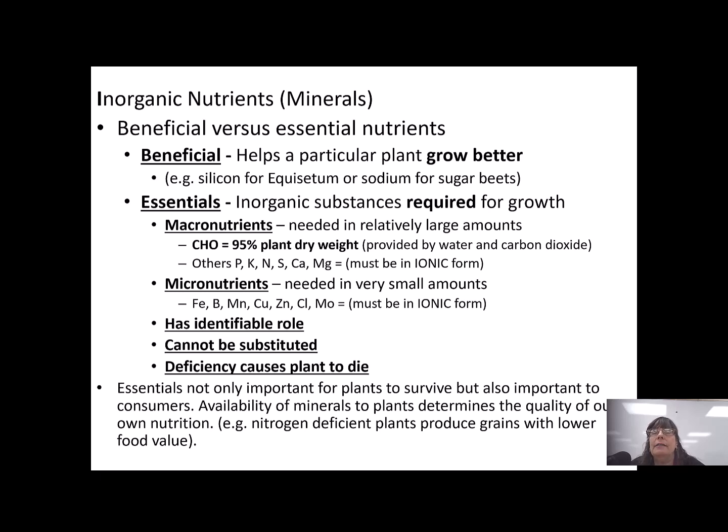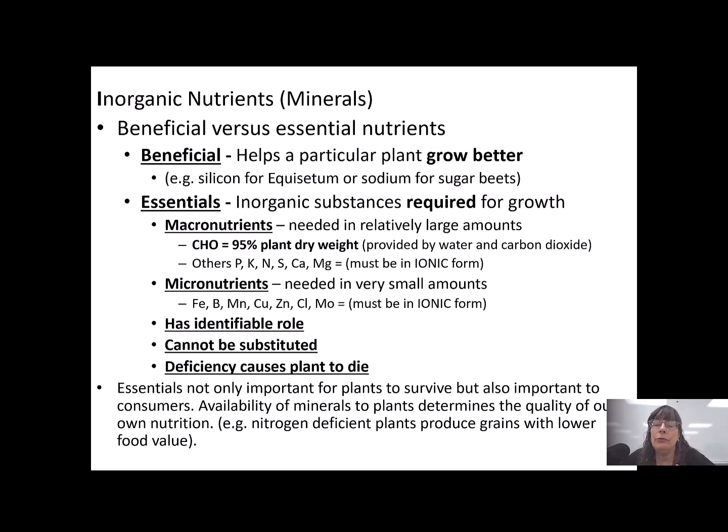Beneficial nutrients are going to help a particular plant grow better, and those are going to be different for all plants. So if something is beneficial for you, it helps you, right? Well, it's the same thing with beneficial nutrients. Silicon for equisetum, which is the plant we looked at in primitive plants, and sodium for sugar beets are just two examples. Now, essential elements, on the other hand, are required for growth. So if something is essential to your life, you need it. You absolutely need it 100%.